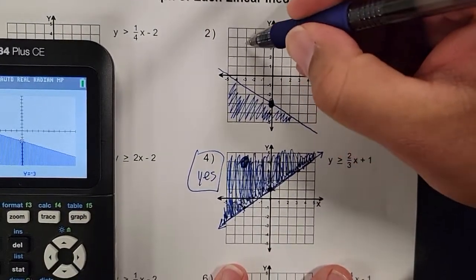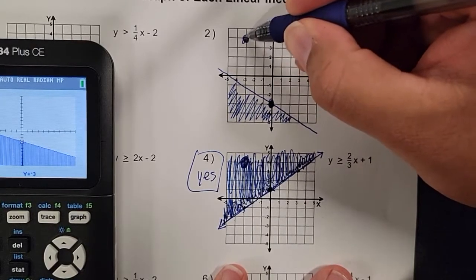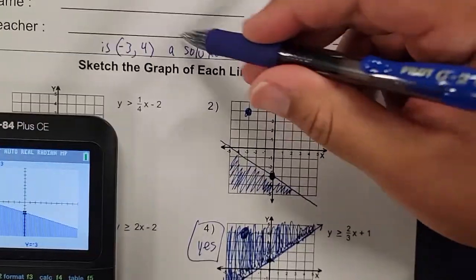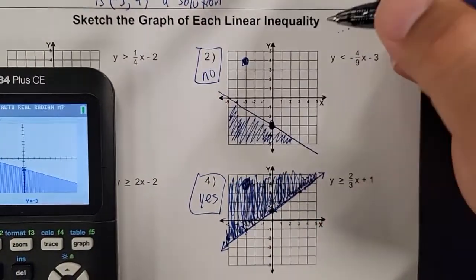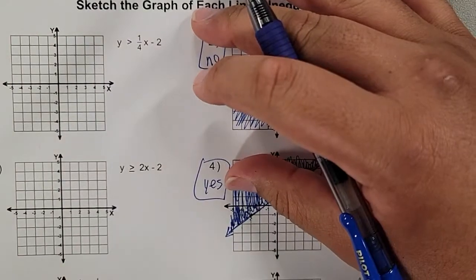And then negative 3, 4. We're going to check this for all of them. Is negative 3, 4 a solution to this problem? This is in the blank area. We're going to say no. All right.